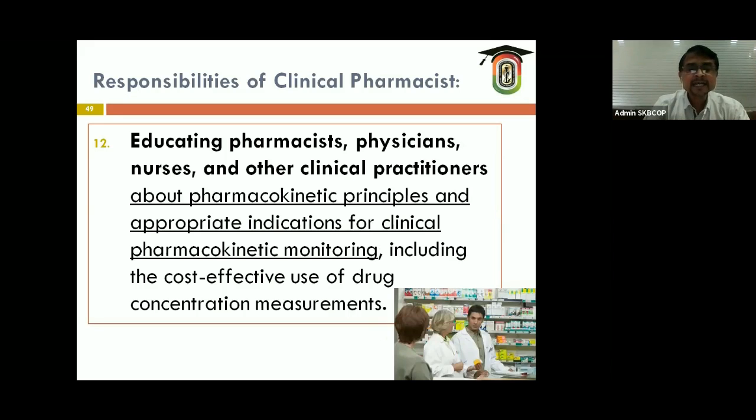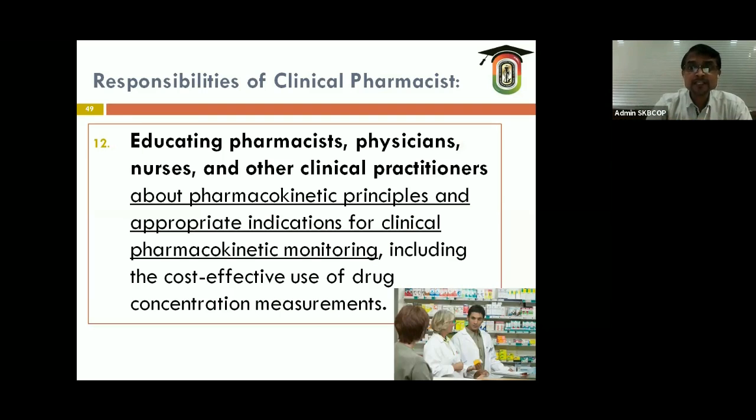Then next is educating pharmacists, physicians, nurses, and other clinical practitioners about pharmacokinetic principles, appropriate indications for clinical pharmacokinetic monitoring, including cost-effective use of drug concentration measurement. So we have seen one of the functions of clinical pharmacist as education and training, right?